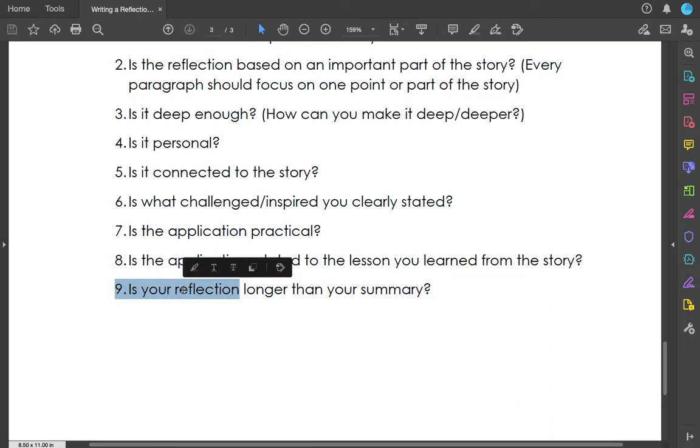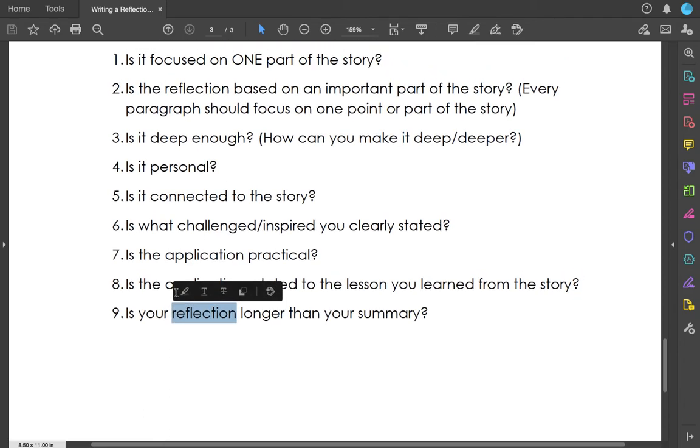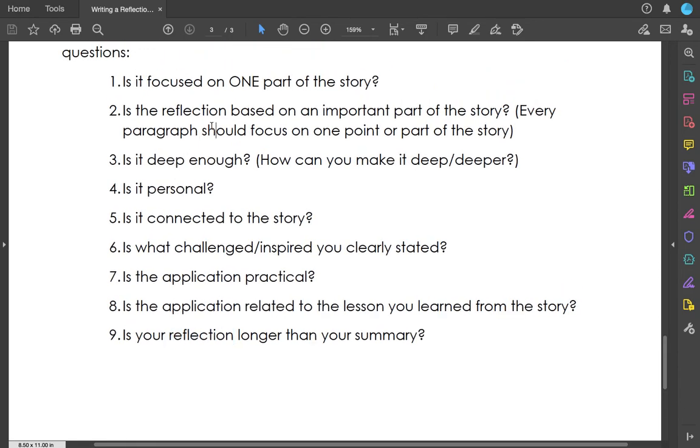And the last one is, is your reflection longer than your summary? Because I have had many students in the past who would write a very long summary, like they're trying to talk about the things that challenged them, and it's very long, but when it comes to the reflection, it's only 1 to 2 sentences. So I would tell them, hey, this is not a summary paper, it's a reflection paper, so make sure that you focus on your reflection.